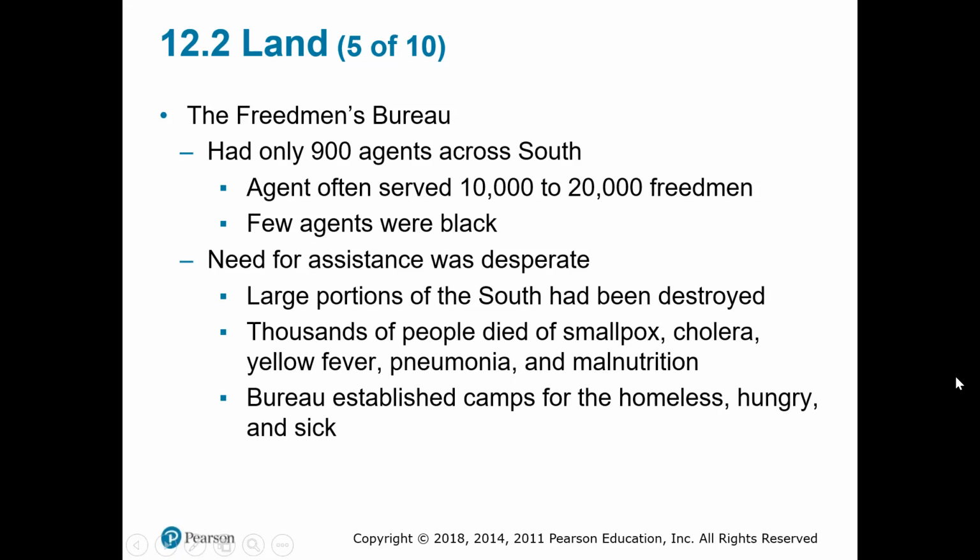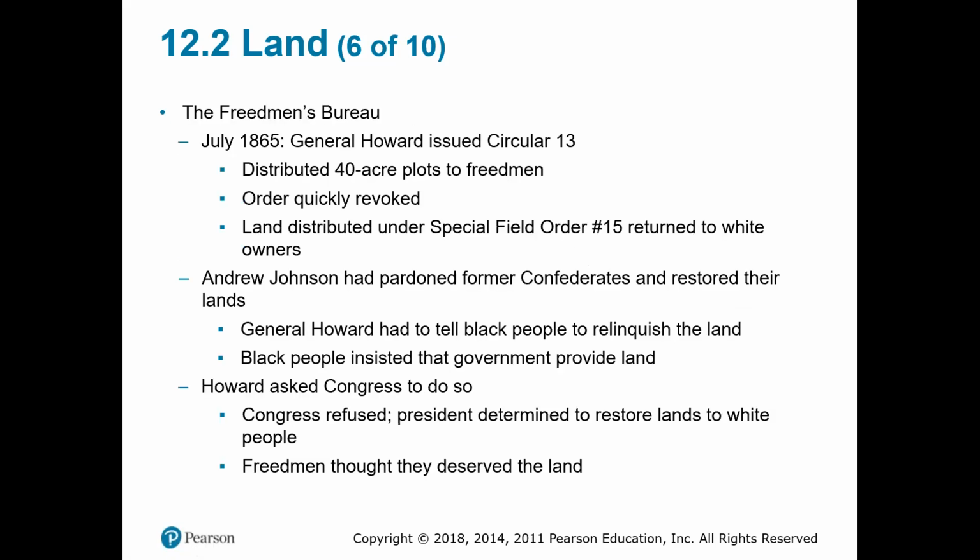So smallpox just came back up in the US, which is crazy. We have a shot for that. Cholera is, if I'm not mistaken, diarrhea. Yellow fever comes from water, pneumonia, malnutrition, etc. The Bureau established camps for the hungry, the homeless, and the sick.